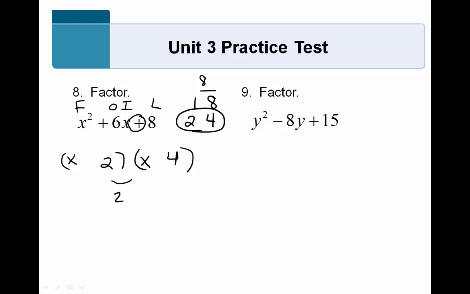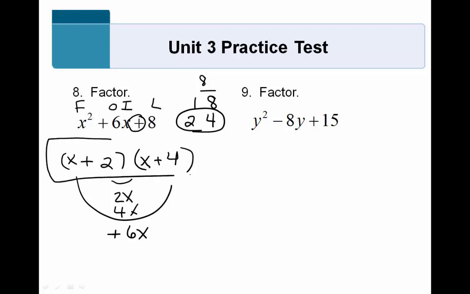2 times x is 2x. x times 4 is 4x. I need a positive 6x, so both positive. So I have x plus 2 multiplied by x plus 4, or you could write x plus 4 multiplied by x plus 2.